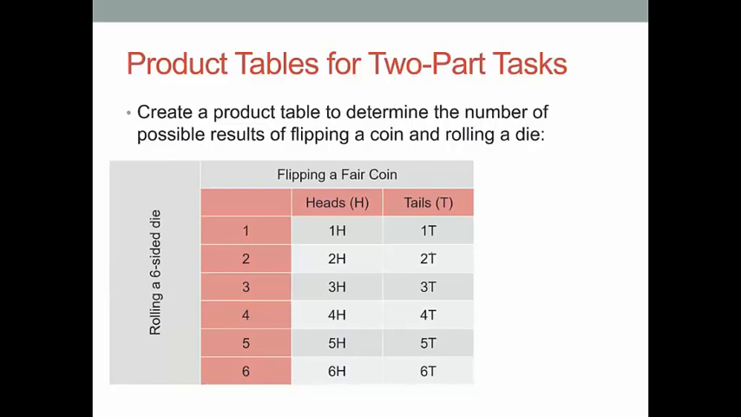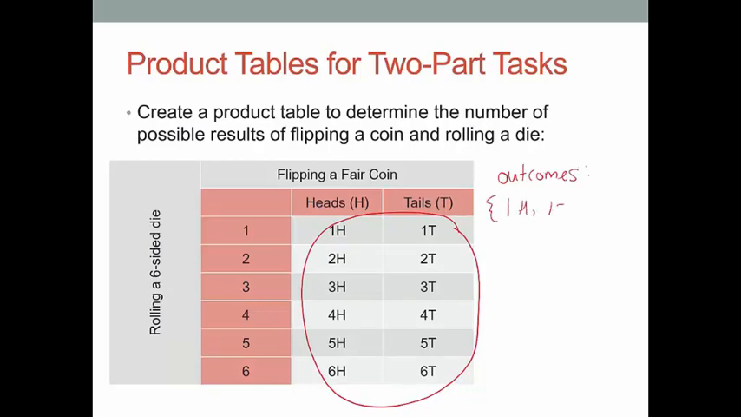Now the question is, how many possible outcomes are there? These are the possible outcomes. If we wanted to list the sample space, those are the things that we would list, and there will be 12 of them. So we have 1 heads, 1 tails, 2 heads, 2 tails, 3 heads, 3 tails, 4 heads, 4 tails, 5 heads, 5 tails, and lastly 6 heads and 6 tails, and we'll close out our sample space. So this would be using a product table to display all of the possible outcomes for 2-part tasks.